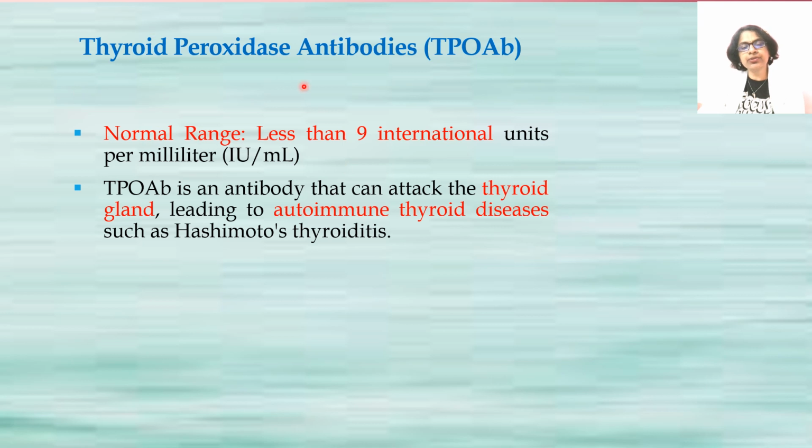Then coming to antibody investigations, the first one is thyroid peroxidase antibodies. The normal range should be less than 9 international units per milliliter. This is an antibody that can attack the thyroid gland, leading to autoimmune thyroid diseases like Hashimoto's thyroiditis.